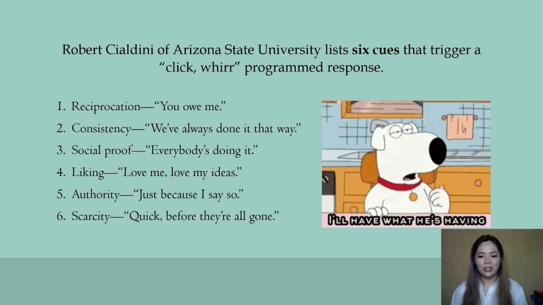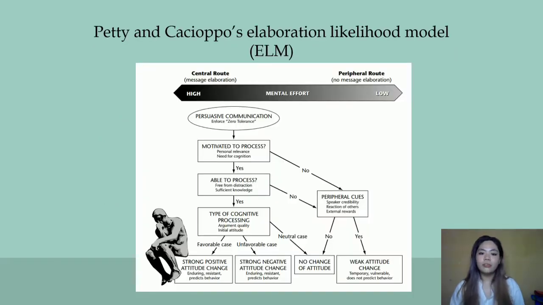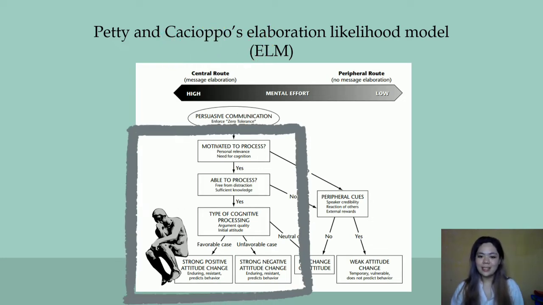To further examine the central and peripheral route, please take a look at the simplified version of the elaboration likelihood model. Now let's start with the central route. The central route has four steps, and to better understand these steps, I will summarize it by providing each step with a question. The four questions are as follows.